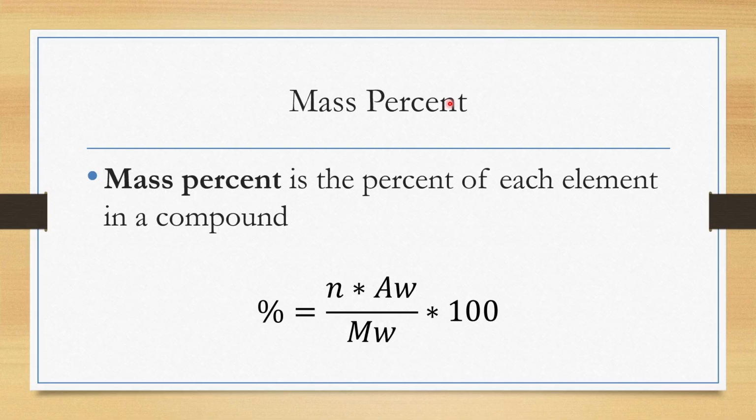In this slide, I will be discussing what is mass percent. Mass percent is the percent of each element in a compound. This is very similar to the concept of a weighted average in math. In this equation, we have the mass percent is equal to N, which is the number of the element in the formula, multiplied by the atomic weight of the element, divided by the molecular weight of the entire molecule, multiplied by 100, which gives us the percent value. In the next slide, I will be calculating an example.